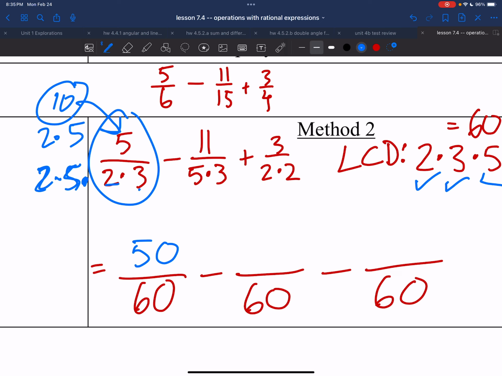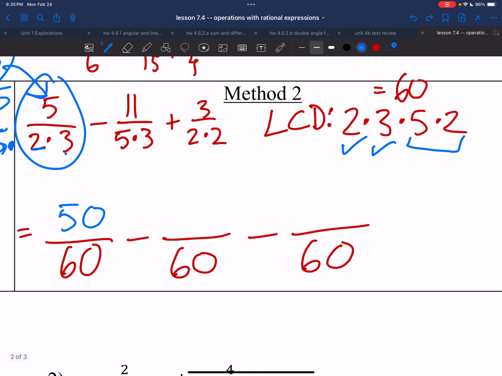And so this is going to happen for the rest of these as well. We already know what the bottom is. It's going to be 60. So what's the top? Move to the next fraction, 11 over 15. I already have a 5, I already have a 3, but there's not a 2 and a 2 here. 2 times 2 is 4, so I need to multiply the top by 4. 11 times 4 is 44. And then that 2 times 2 times the 5 times 3 is, again, the 60.